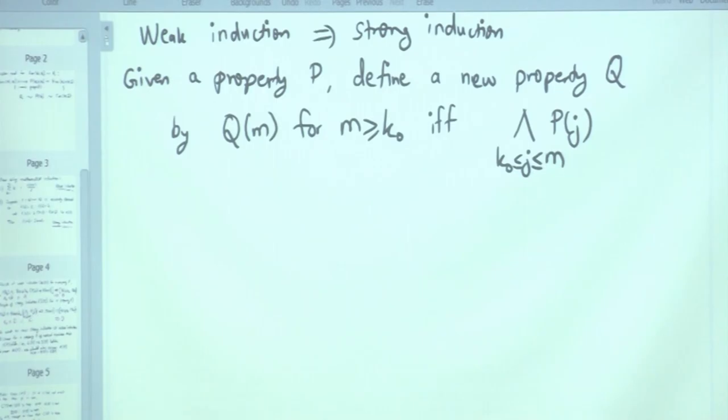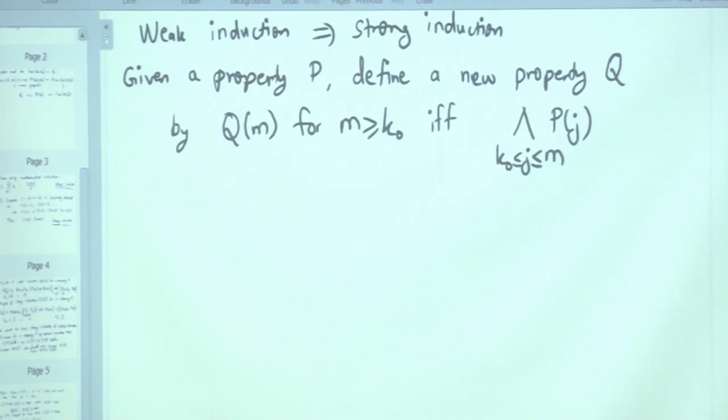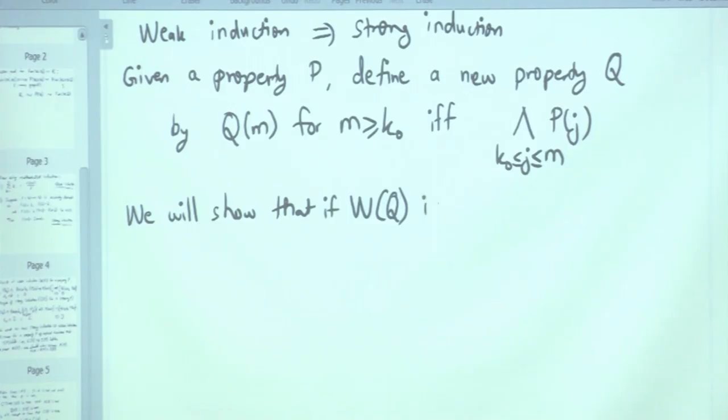Okay, so we are not really cheating, but observe this. Q of M is defined to be this conjunction. So the property P is true for K0, K0 plus 1, dot dot dot, up to M. And we are only defining it for M bigger equal K0. So what we will show is that if W of Q is true, then S of P is true. Understood?